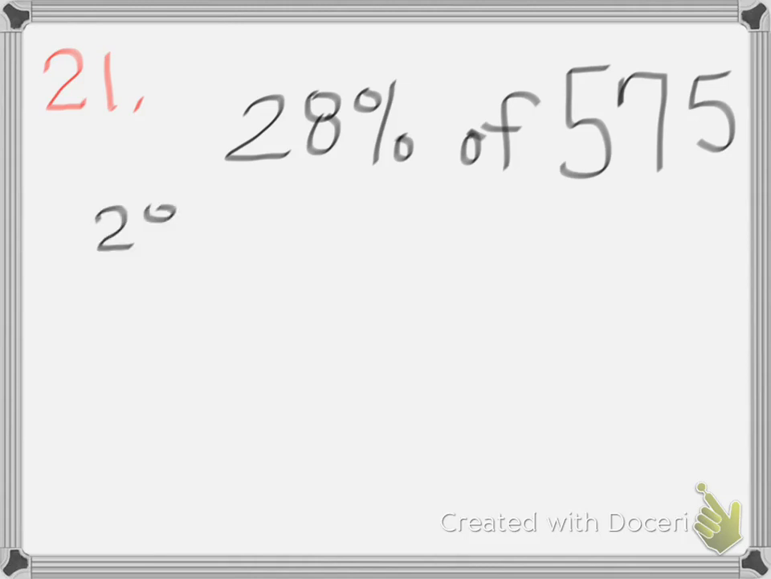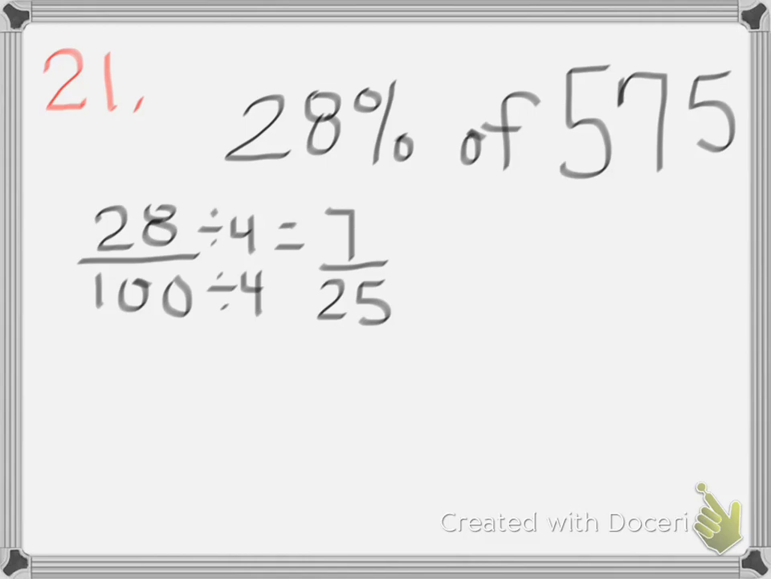So the first method I'm going to use is going to be 28 per 100 because it's 28%. And then we need to simplify it. So we're going to divide by 4, divide by 4. That gives us 7/25. So now that I have my 7/25, I'm going to multiply all of that by 575.